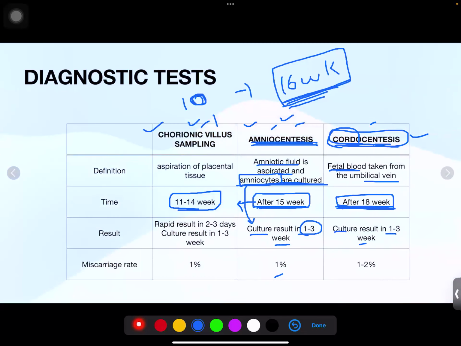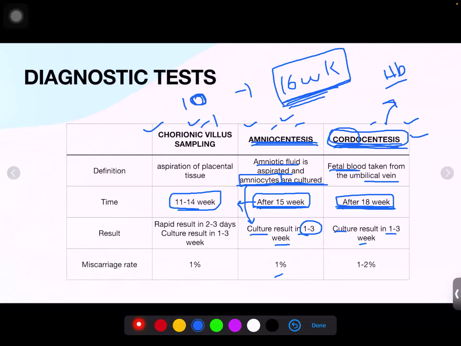Chordocentesis we actually do for detection of fetal anemia. If you want to see the Hb of the fetus, like in intrauterine transfusion, then only chordocentesis can be done. At that time you cannot do CVS or amniocentesis. So the main purpose of chordocentesis is detecting fetal anemia. So that is clear up till now, the diagnostic tests of all these aneuploidies.